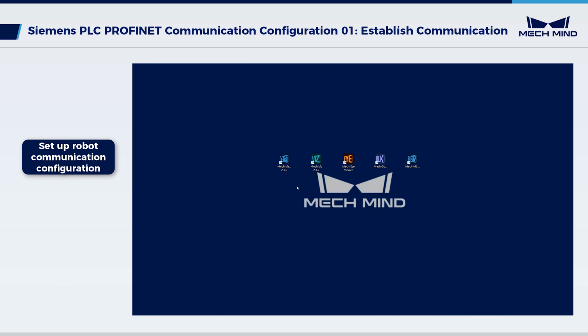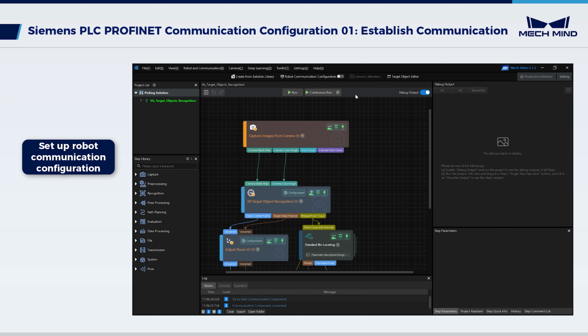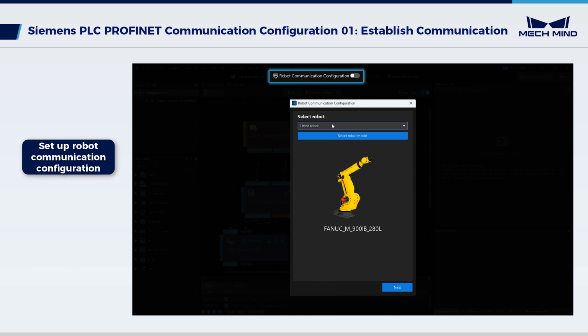Then, set up the robot communication configuration. Open Mech-Vision. Create a solution based on your application scenario. Click Robot Communication Configuration on the toolbar. In the Select Robot option, choose the robot based on the actual project requirements. Since a FANUC robot is used in this scenario, simply select Listed Robot here. If Custom Robot is selected, please further select the Robot Euler Angle Type and Robot Coordinate System subsequently. For details, please refer to the documentation.